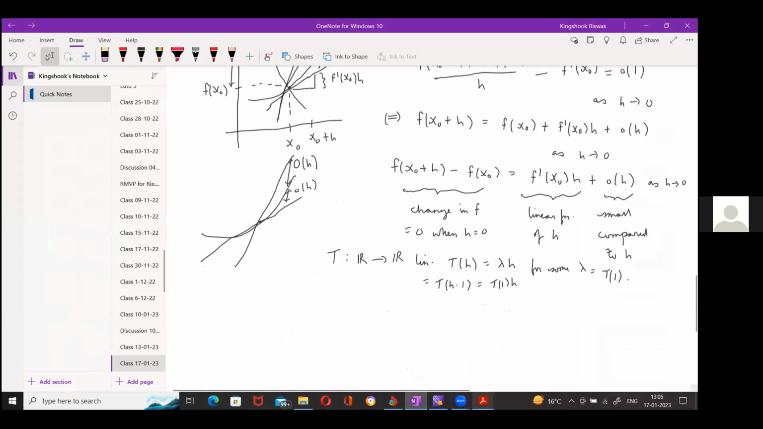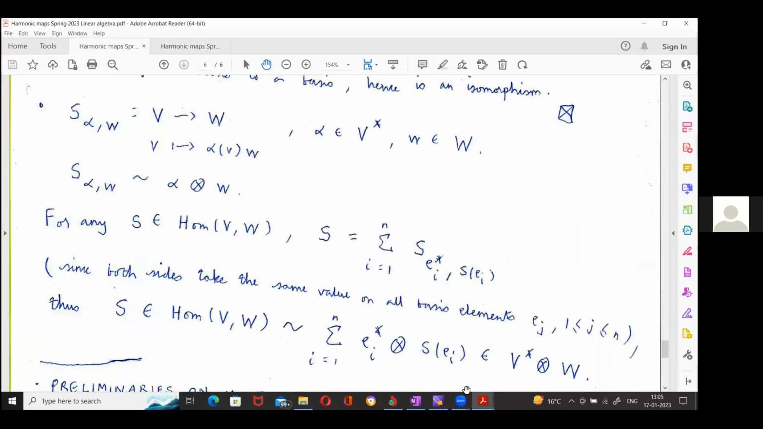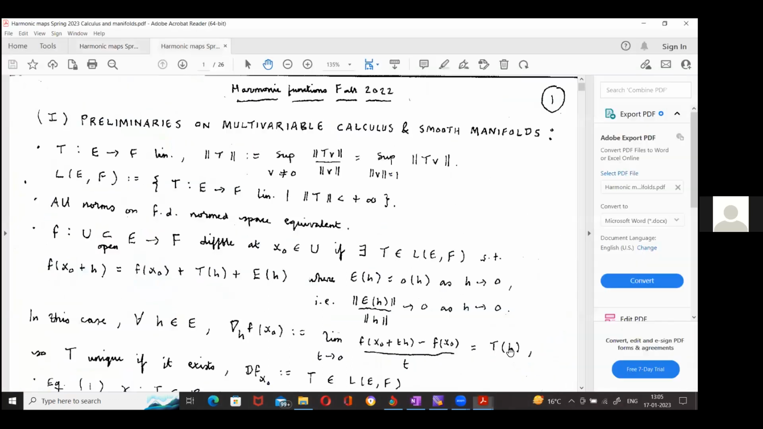So in general, here we want the error term to be little o of h as h tends to 0. Now what does that mean? h is a vector and the error term is also a vector. This is a vector in F and h is a vector in E. So when I say that the error term is little o of h, what that means is that the norm of error of h divided by norm of h tends to 0 as h tends to 0. Okay.